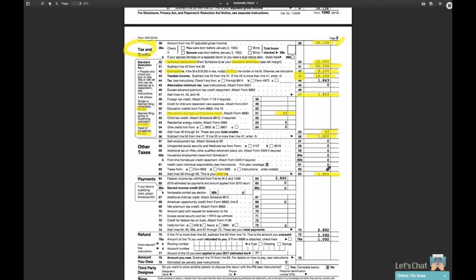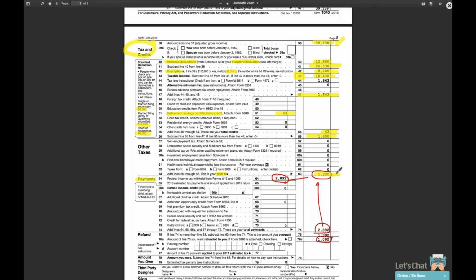But let's go into this part, the payments. The customer has already paid. This is what the IRS says he owes: $1,800. The IRS says, hey, you owe me $1,800. And then the customer says, no, wait a minute, I already paid you $2,892. You owe me money. So the difference between these two numbers, if you do simple math, that minus that equals that, and there's your refund of $1,092.